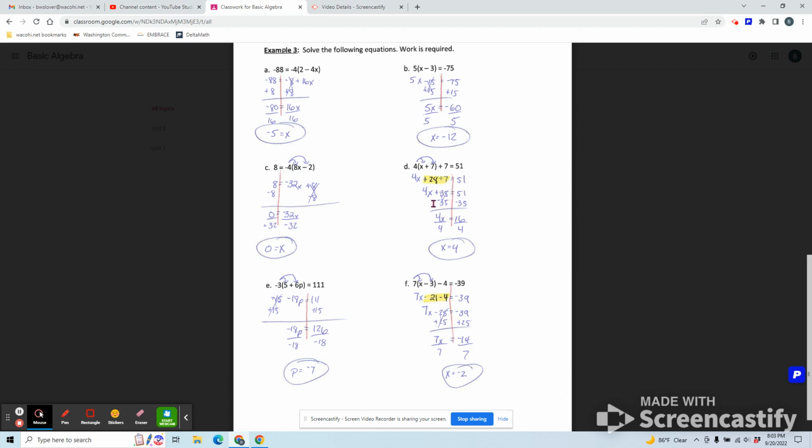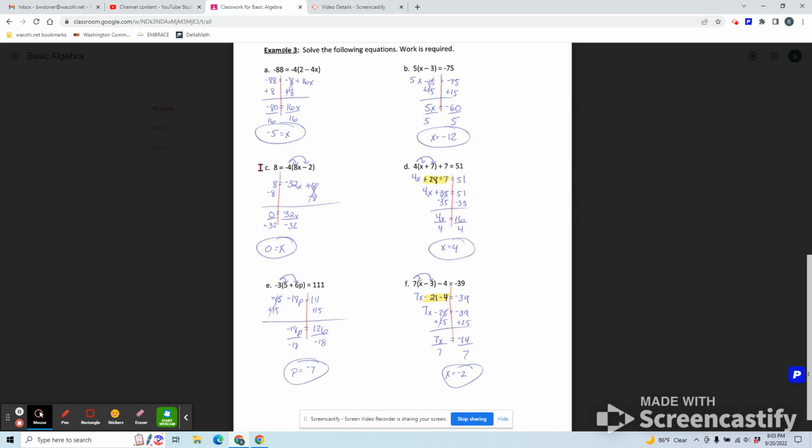I subtract 35 from both sides. I want to undo the addition, so I'm going to subtract. What I do to one side, I do to the other. Bring down the 4x. 51 minus 35 is 16. Once again, I'm still trying to solve for x. That's my goal. I'm solving for my variable. So in this case, to undo that multiplication, I am going to divide. Divide both sides by 4, and x is 4.